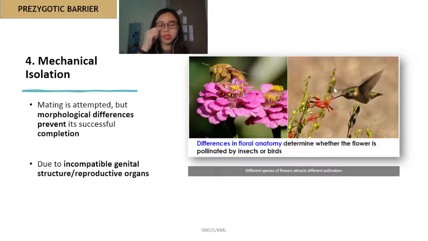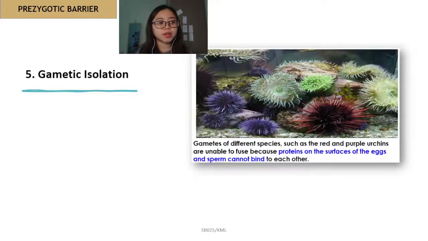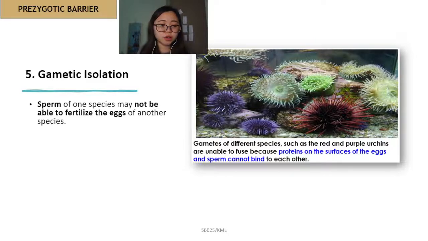Of course, you can also imagine mechanical isolation in animals as well. If the genital organs are not going to match each other, they're not going to be able to mate successfully. But if they're able to mate successfully, say for example, their reproductive organs are okay, or they just do external fertilization, then they could have gametic isolation. Gametic isolation is a type of prezygotic barrier where the sperm of one species may not be able to fertilize the eggs of another species.